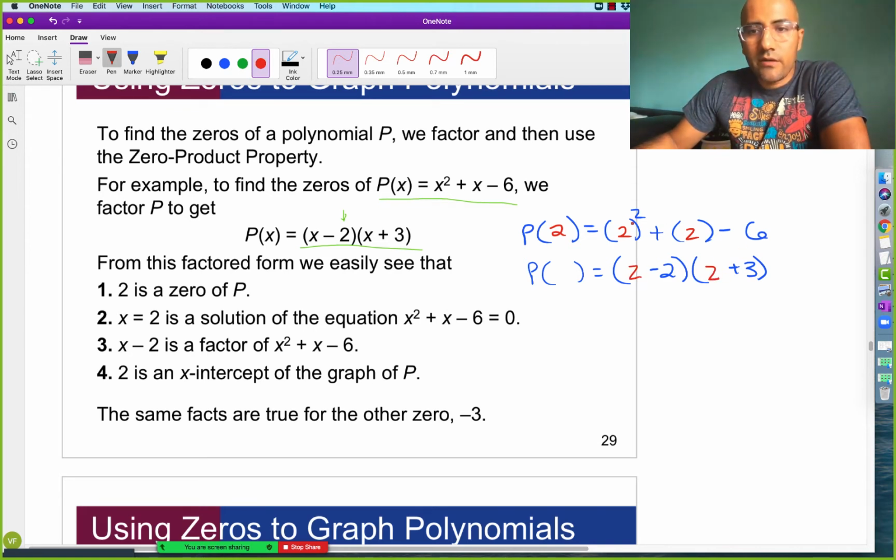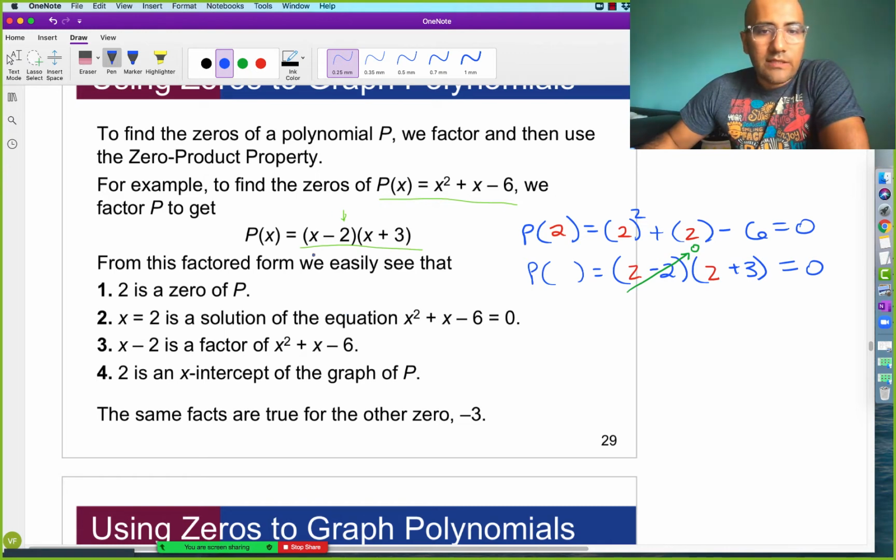Now here, we could multiply this. That's going to be 4 plus 2 makes 6 minus 6. That's 0. Or here, we can more quickly, hopefully, easily tell that 2 minus 2 is going to be 0. And then it doesn't really matter what the other factor is, because we'll end up with 0 times something, so I know that the whole thing will equal 0. Got it?